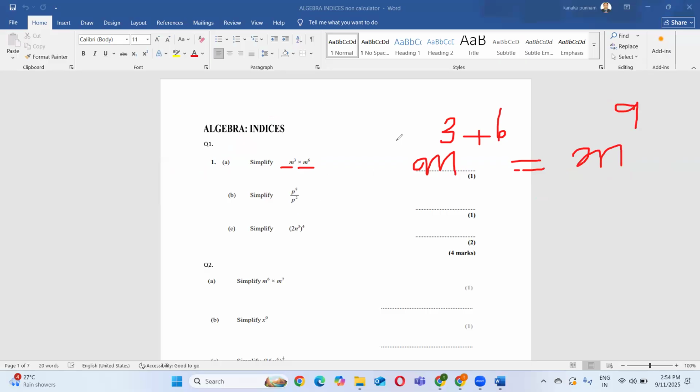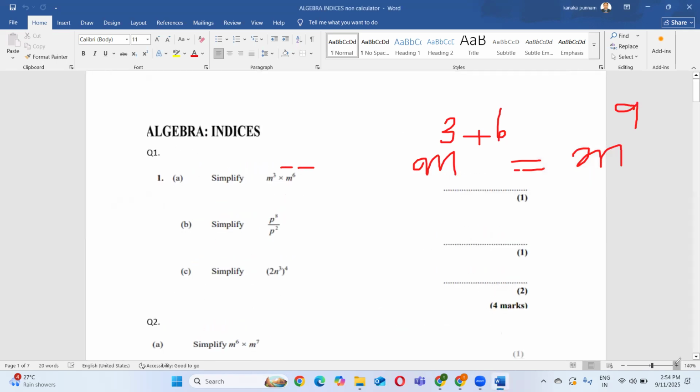The next one, let me zoom in. The second one, p power 8 divided by p square. So the p and p bases are the same, so write one time. This line is division. If it is a division, powers will be subtracted. So 8 minus 2, which will be p power 6. That's it.